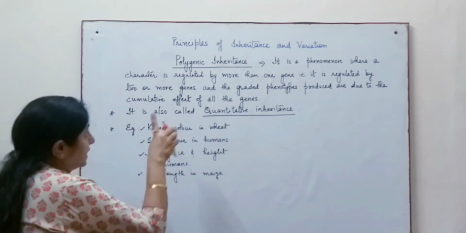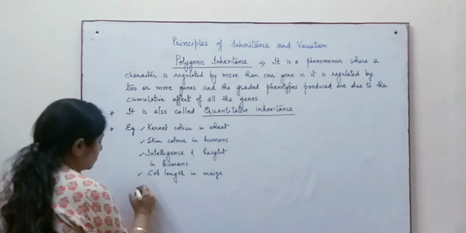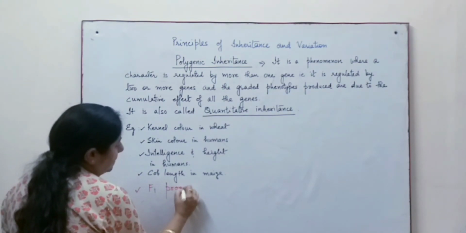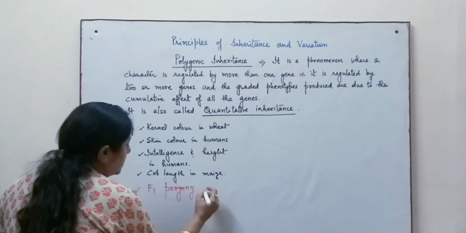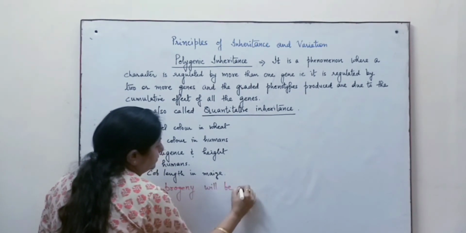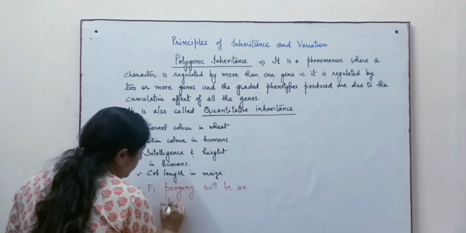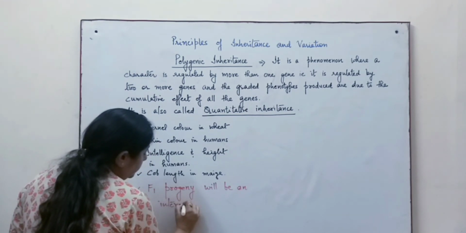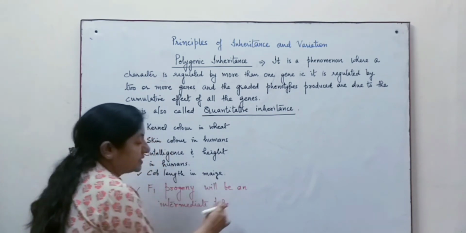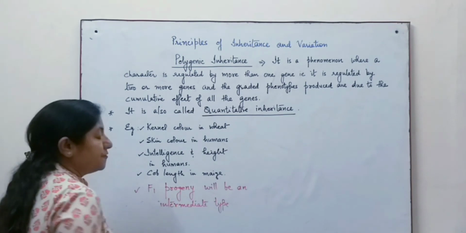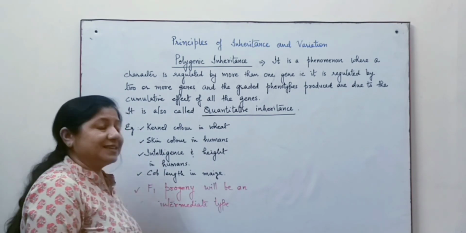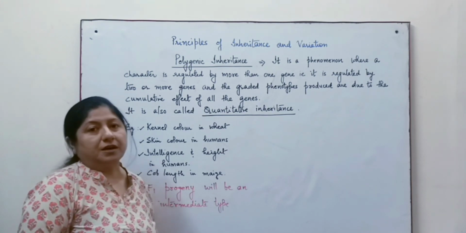However, in the case of polygenic inheritance, the F1 progeny will always be an intermediate type. And when it is selfed, then we find different gradations. So polygenic inheritance is again a phenomenon of inheritance.